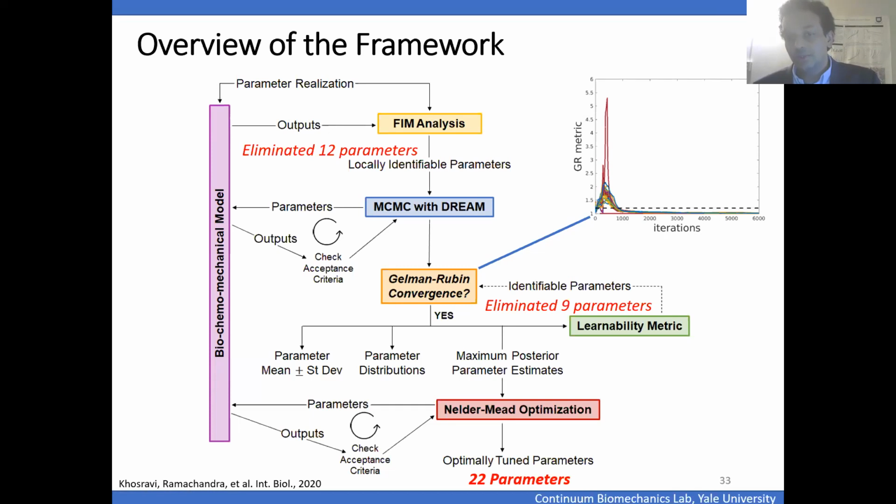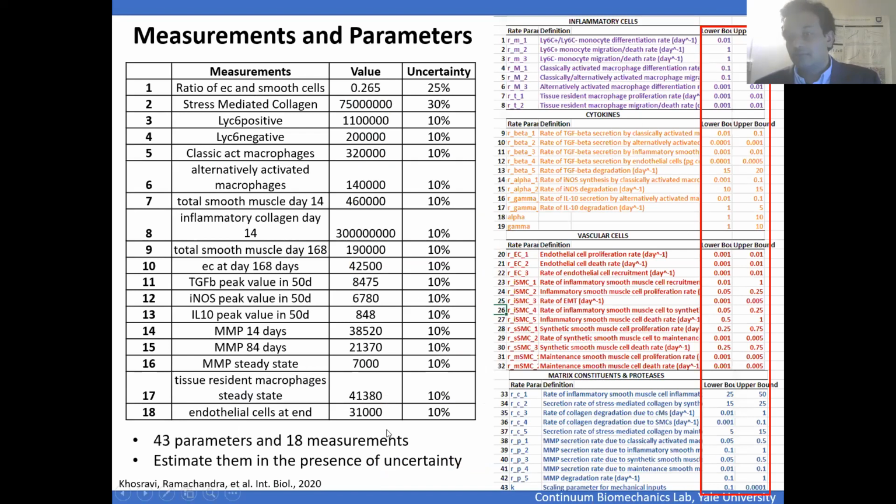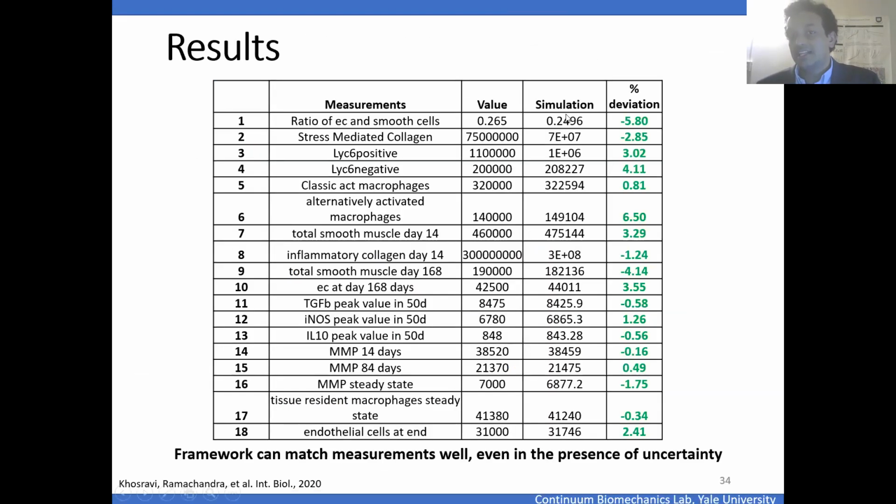But for the other 22, we tried to match these 18 measurements within this error. This is the uncertainty in the measurement, and these are values we had from literature or our experiments that we had to match. When we do that, it turns out that we can estimate these 22 parameters using Bayesian and optimization techniques. And you do see that the simulations match these 18 measurements very well. That's how we determine the other 22 parameters.